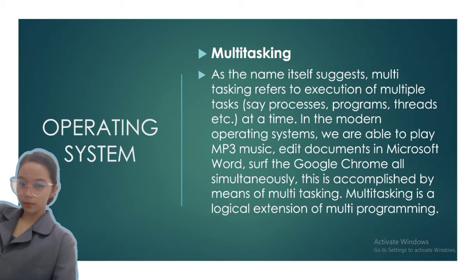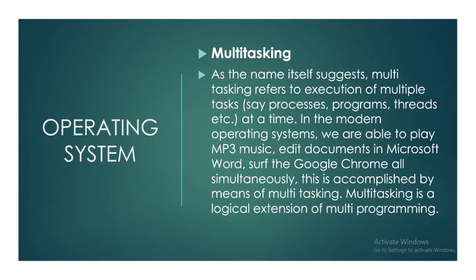Two basic types of multitasking: preemptive multitasking and cooperative multitasking. In preemptive multitasking, the operating system decides how to allocate CPU time slices to each program. In cooperative multitasking, each program controls how much CPU time it needs.